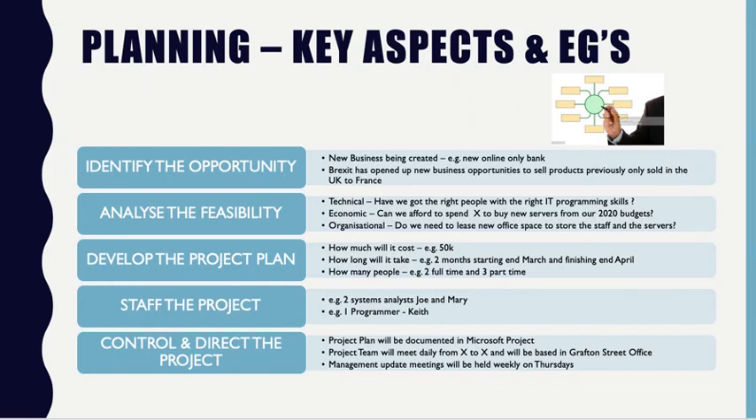The next key phase is analysing the feasibility of what the new system will do. And this stage assesses it from a technical, economic, and an organisational feasibility point of view of doing the project. So, for example, technical could be, have we got the right people with the right IT programming skills to take this new system request forward? Economic could be, can we afford to spend X amount of money to buy new servers from our 2020 budgets, which are going to be needed to support this new system? And from an organisational point of view, do we need to lease new office space to store the staff and the new servers that the new system is going to require?